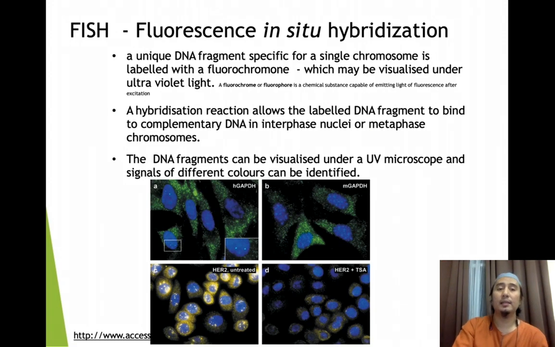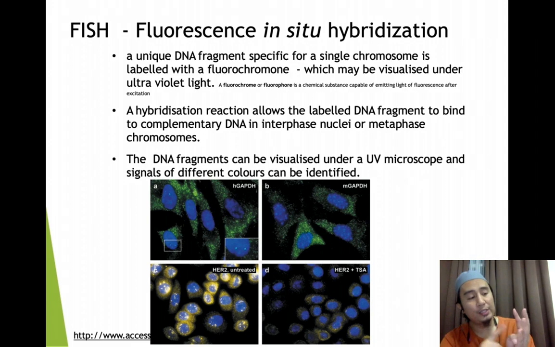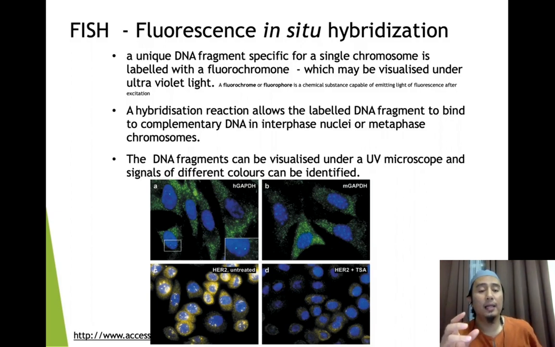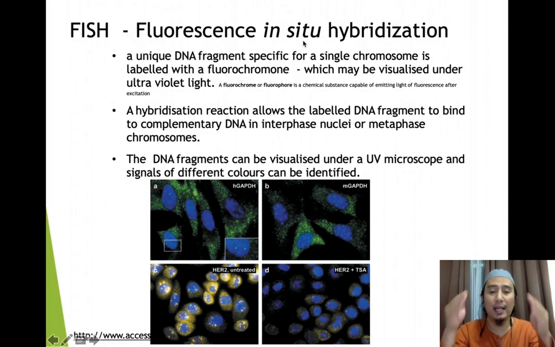And the last one is FISH, fluorescence in situ hybridization. So FISH, DNA microarray, and Southern blot: these three methods use the same principle, which is DNA hybridization, but the method is a little bit different. FISH is short for fluorescence in situ hybridization. In situ means that you do it at that particular site.